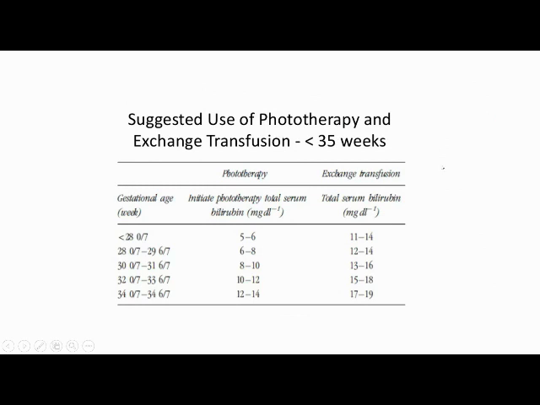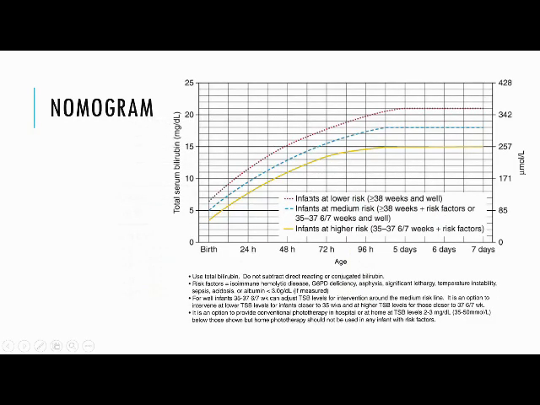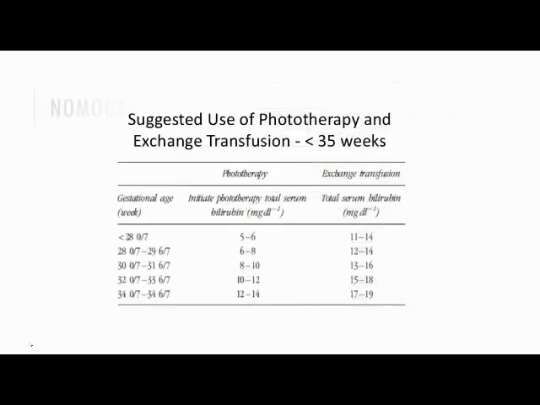So the graph, actually, I'm going to go back a minute. As you can see here, this is infants at higher risk. So this is 35 weeks. But what about our babies that are less than 35 weeks? How do we know when to start phototherapy for those kids? There's been some literature that's come out with some guidelines for our little babies, and this is an example of that.